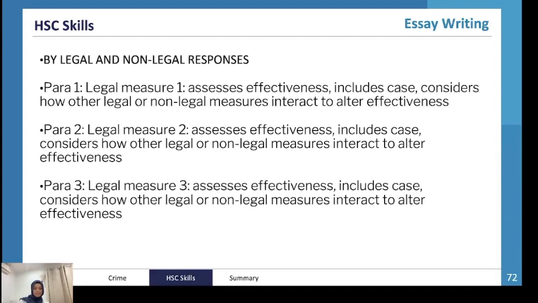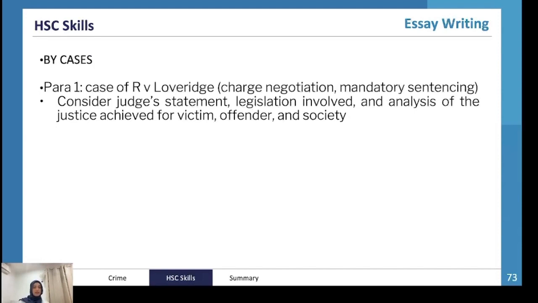The second one is by cases. For example, the first paragraph can be about a specific case, such as R v Loveridge, where you talk about charge negotiation, mandatory sentencing, consider the judge's statement, and the legislation involved in the analysis of the justice achieved for the victim, offender, and society. And you would repeat this process two, three, four times, depending on how many paragraphs you're writing, and have different cases that work for you in terms of what the question is asking.